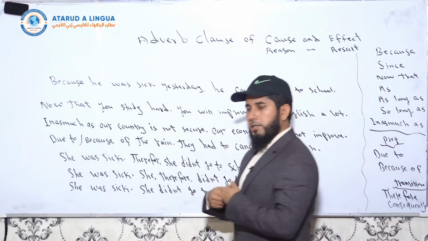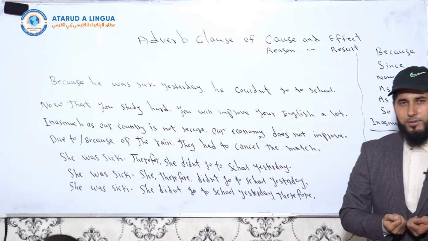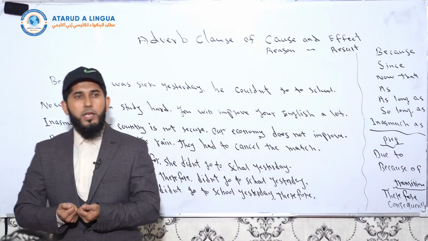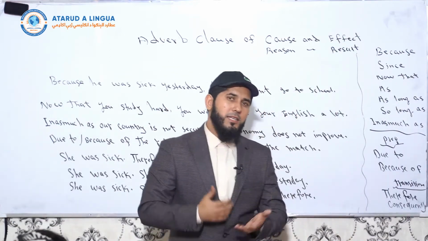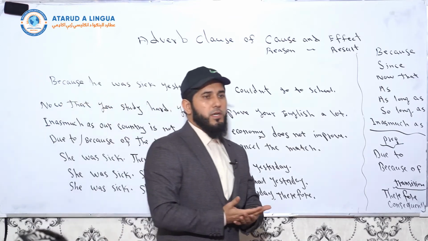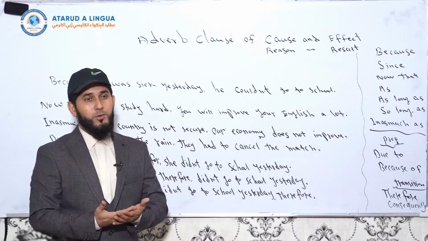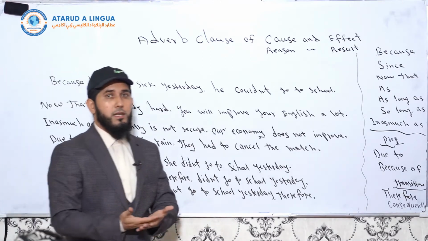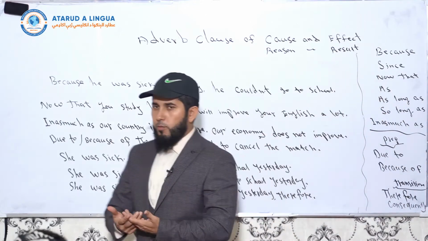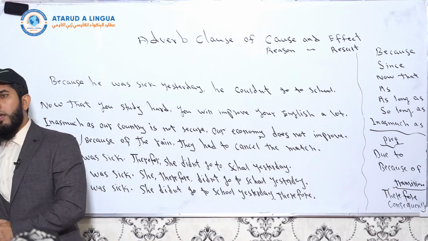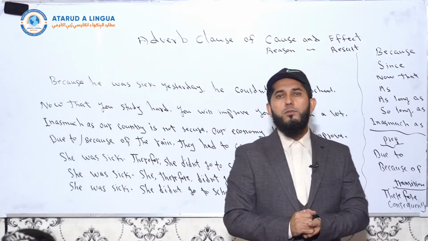Because I didn't have enough money, I couldn't go to Mazar-e Sharif last year. Since I didn't have enough money, I couldn't go to Mazar-e Sharif last year. As I didn't have enough money, I could not go to Mazar-e Sharif last year. As long as I didn't have enough money, I could not go to Mazar-e Sharif last year. So long as I didn't have enough money, I could not go to Mazar-e Sharif last year. Because of not having enough money, or due to not having enough money, I could not go to Mazar-e Sharif last year.